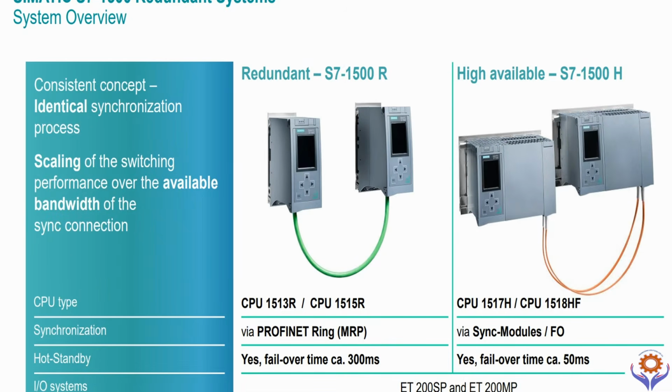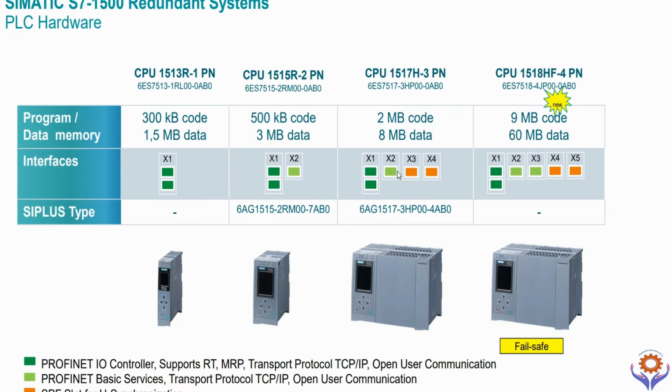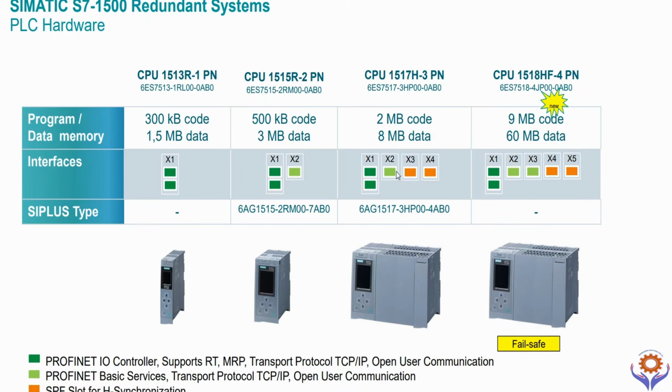In both cases, hot standby can occur with different speed rates, and in both cases the IO systems can be supported. For example, ET200SP and ET200MP can be supported as IO redundant systems. In this slide, you can see some differences between each CPU model, its program and data memory capacities, and also the interfaces of each one. So you can select based on that, and you also have fail-safe modules in the new CPUs.